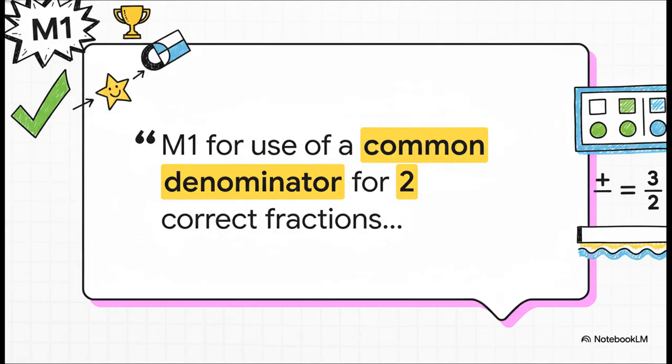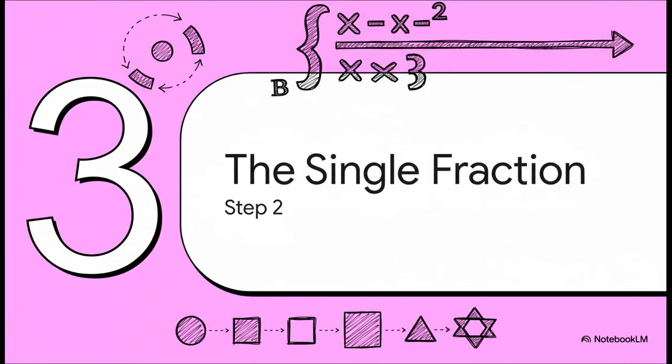And this is where things get really interesting. Check this out. The mark scheme says you get the first method mark, an M1, just for using a common denominator on 2 correct fractions. You don't even have to get all 3 right to get on the scoreboard. How good is that? It's like a built-in safety net. Okay, we've done the hard part of finding a common language.